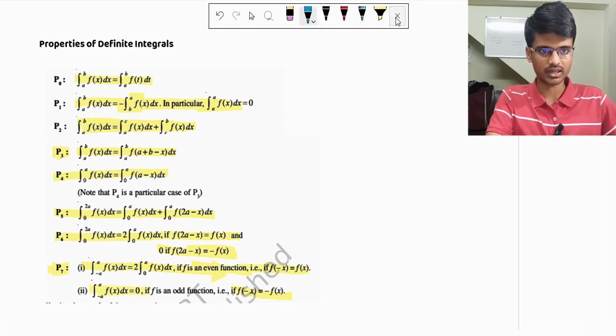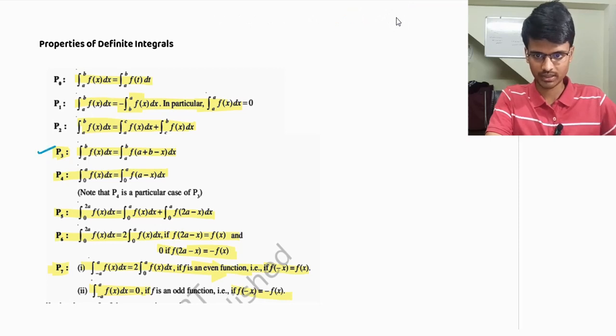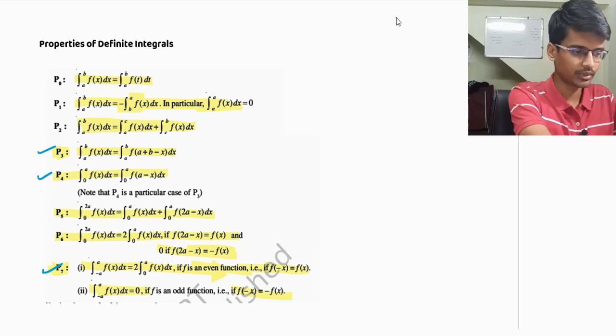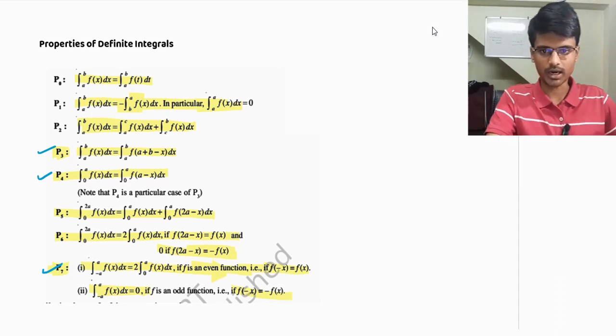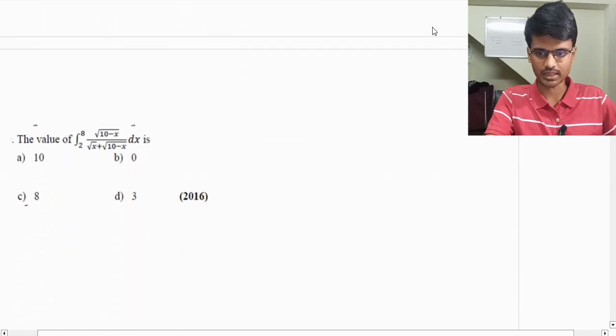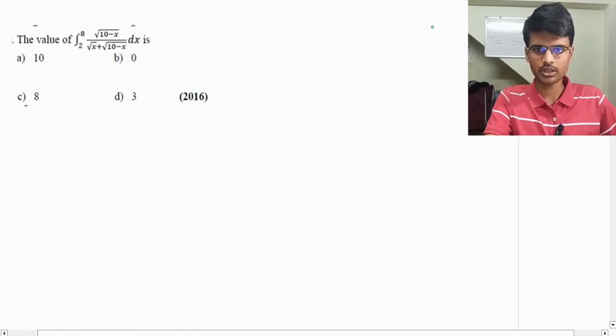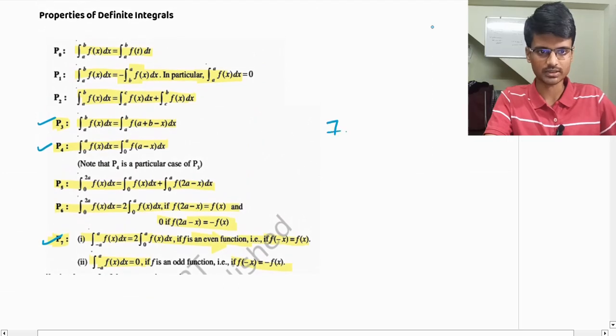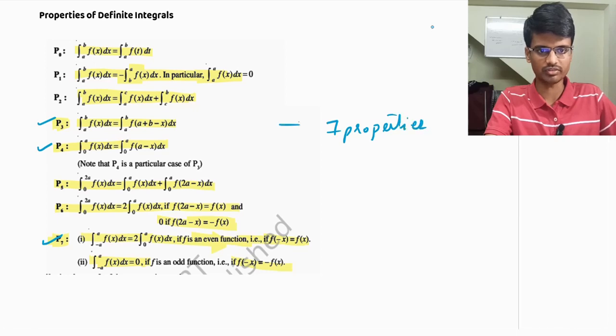So I'll just highlight the important properties. The property a to b f of x dx is equal to a to b f of a plus b minus x dx, the P4 and P7, these are the most important properties. You can expect a question from here, most probably. Moving to the question solving part, let's start. See, every question of definite integral can be solved using only these 7 properties. We have to only observe which one of them fits.